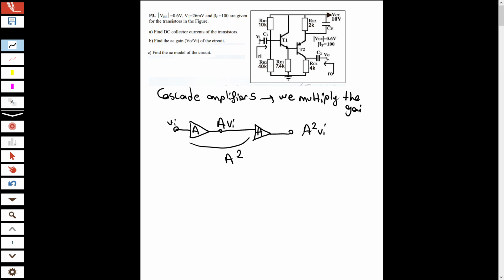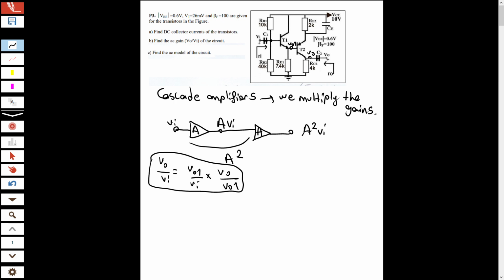Let's look at the circuit. Here VI. Remember, in the AC case this is short circuited. Here VI, here we output 1. Here there is an emitter follower, and then we output 1. Here there is VO, and then a common emitter BJT. You see, these two gains will be multiplied. I mean, V output over VI will be V output 1 over VI times V output over V output 1. That's it guys for cascade amplifiers. So let's solve the question.